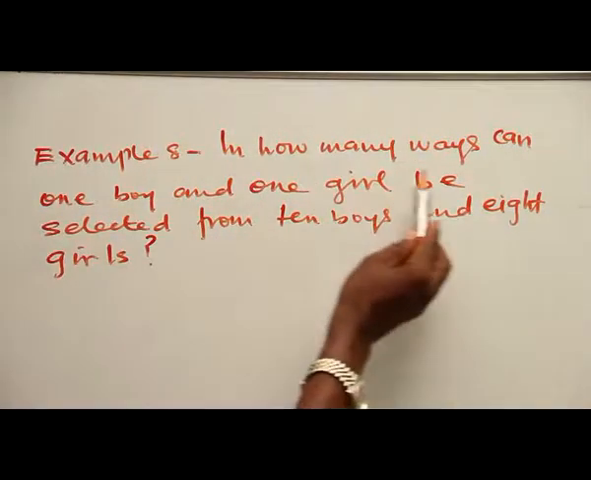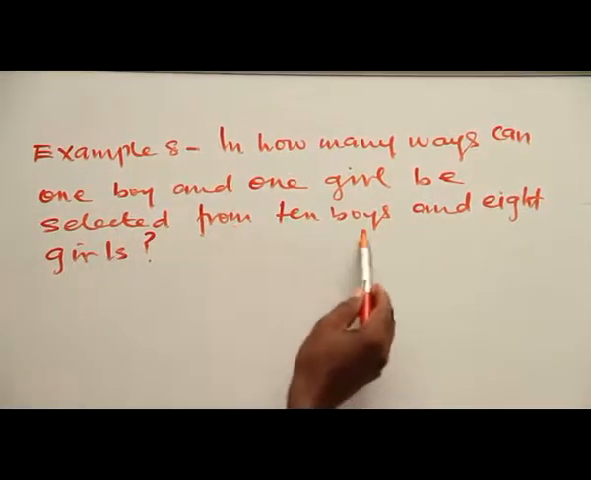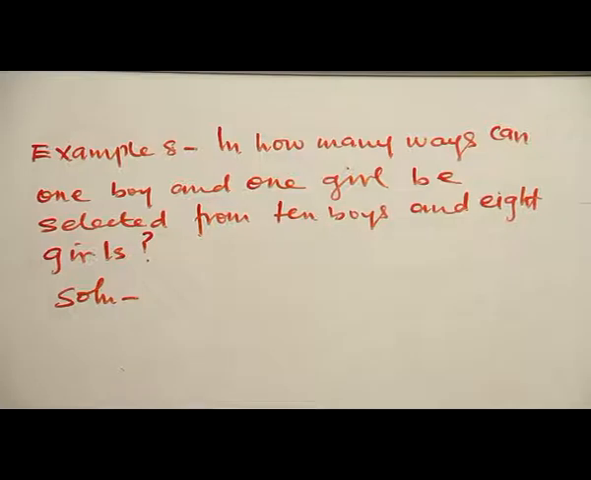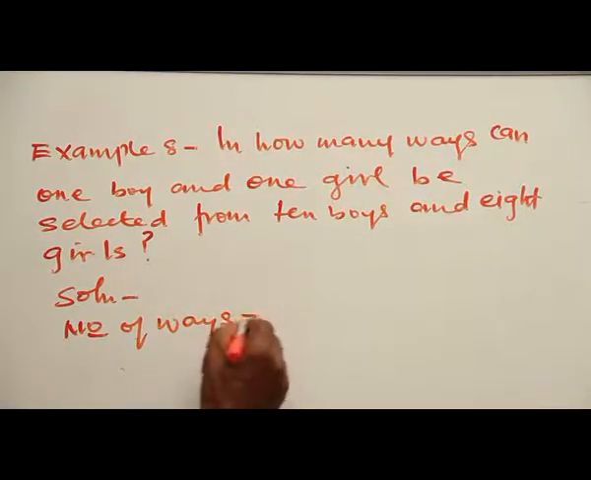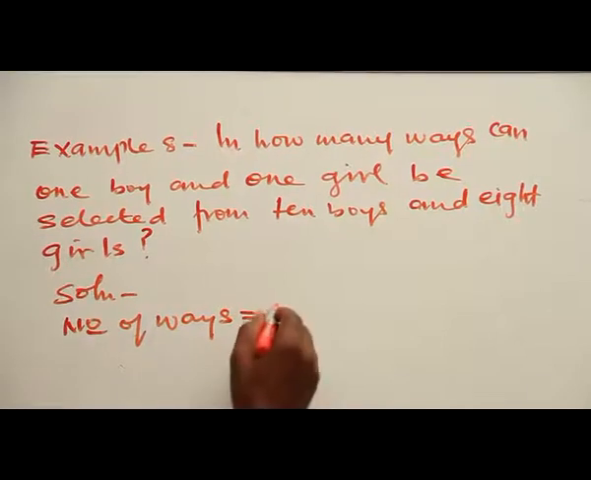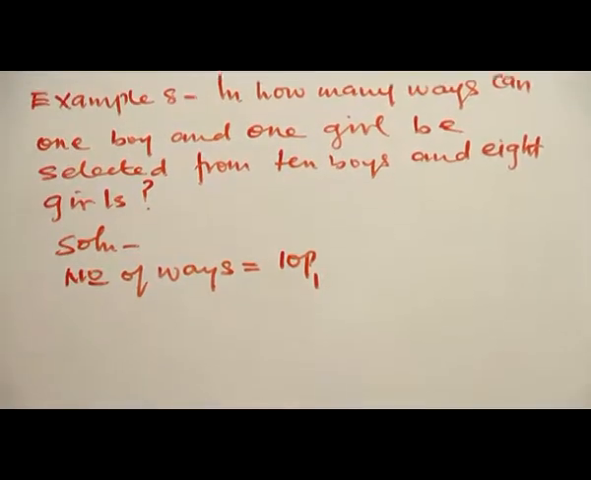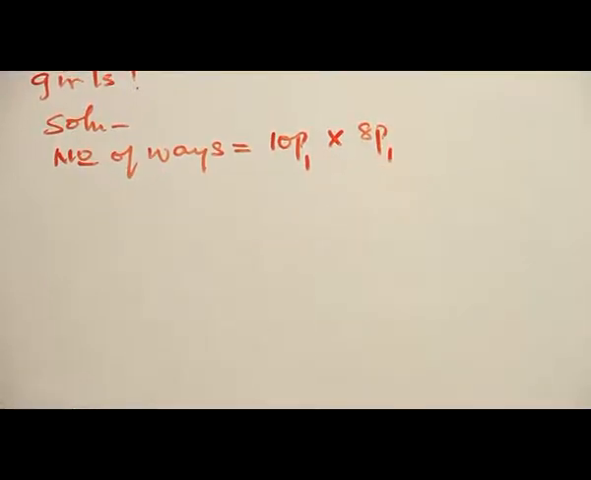Example number 8. In how many ways can 1 boy and 1 girl be selected from 10 boys and 8 girls? Solution. Here we are talking about selecting just 1 person from each group. So the number of ways of carrying out this operation is that out of the 10 boys, we choose 1. And then of course, out of the 8 girls, we choose 1.